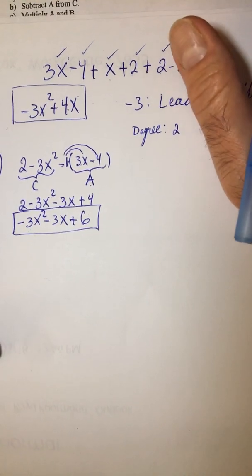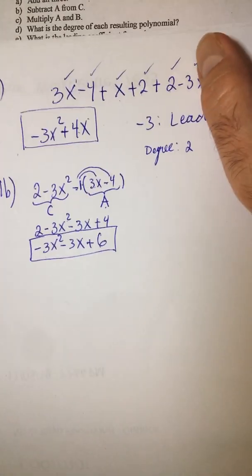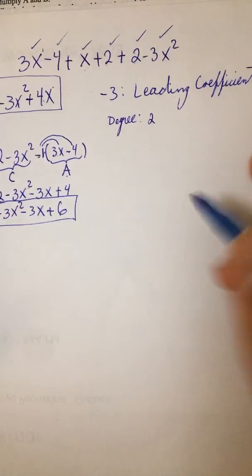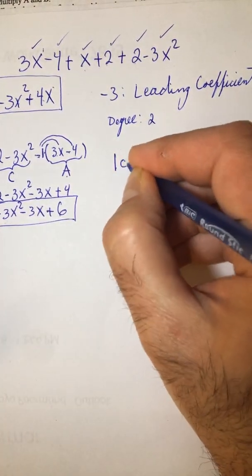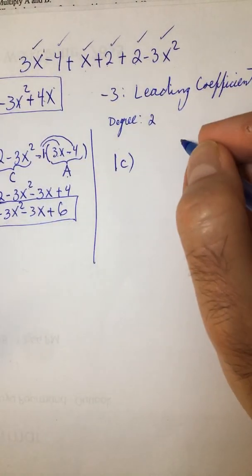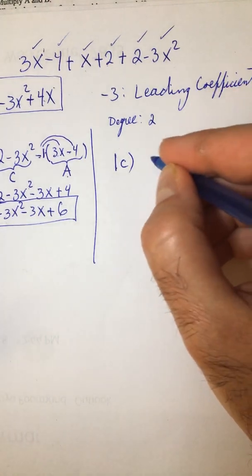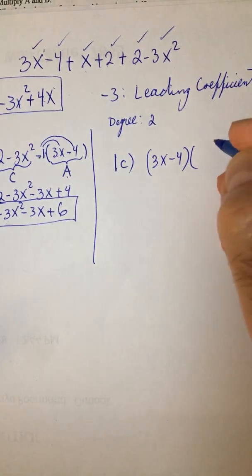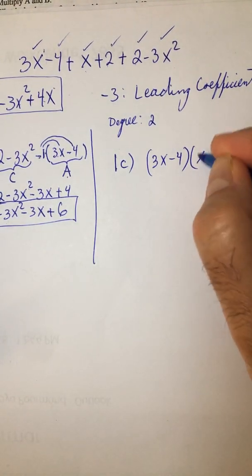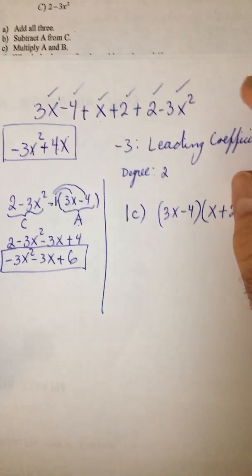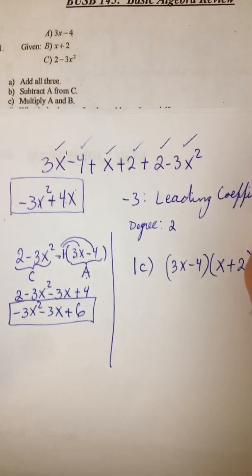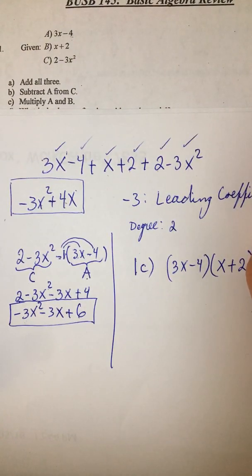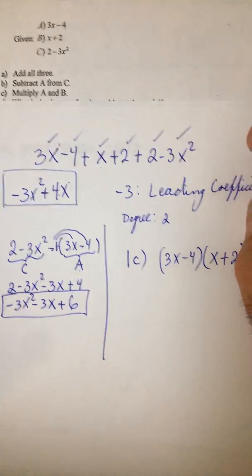Okay, let's go to part C. Multiply A and B. So I'm going to write it over here. So 1C, A and B. So we have 3x minus 4. I'm going to put that in the parentheses times B, which is x plus 2. Okay, so 3x minus 4 times B, which is x plus 2.